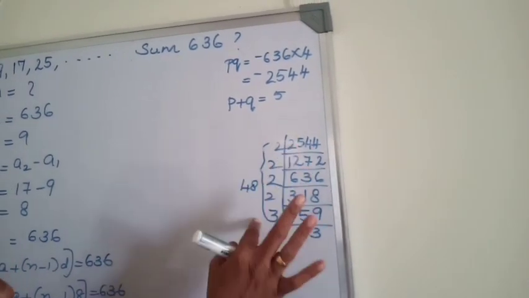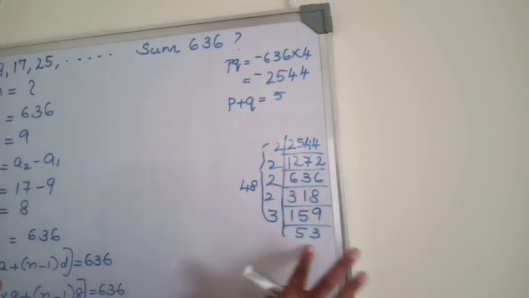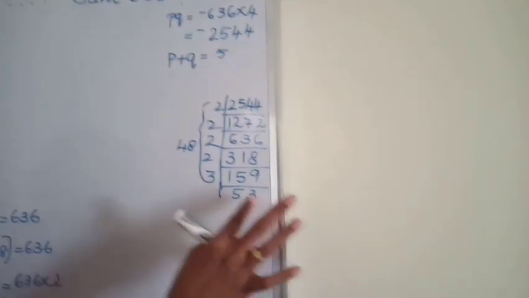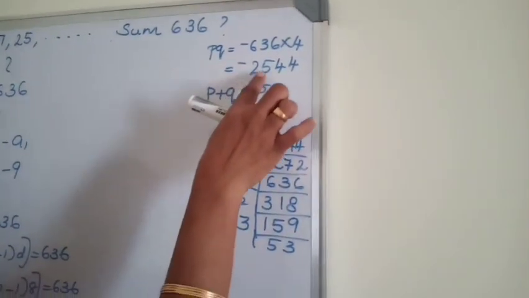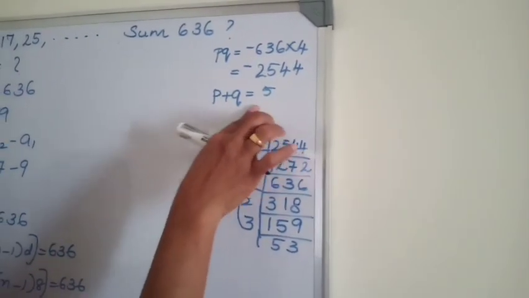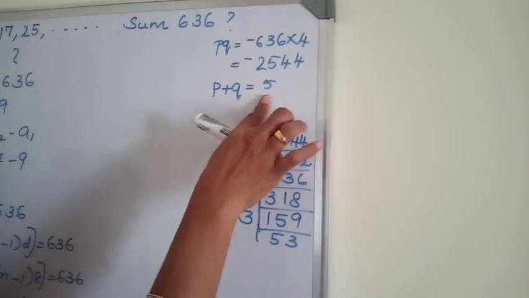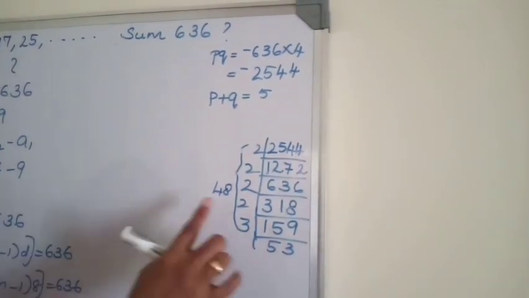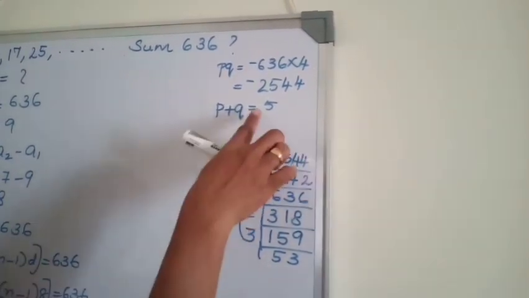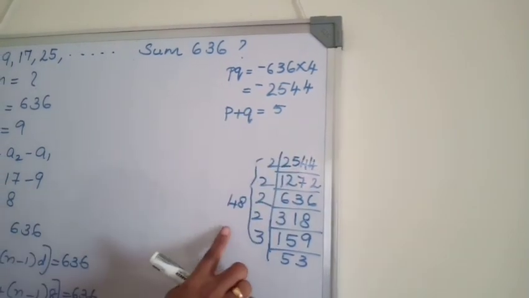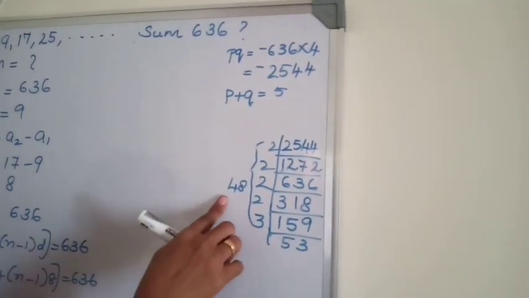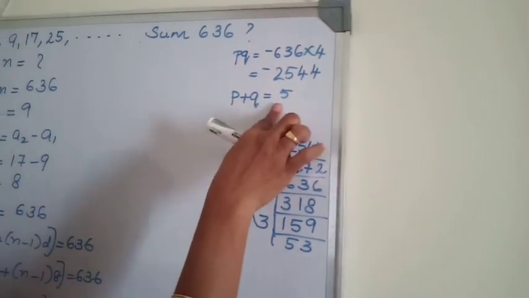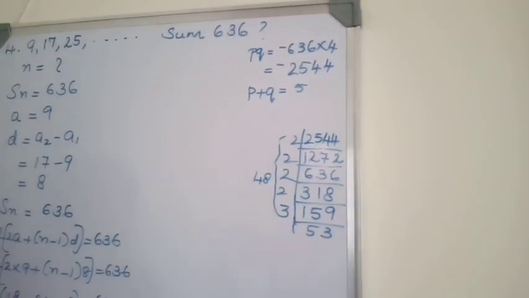So the product of these many numbers is 48 and this is 53 here. Now you see, when you multiply all these numbers, we will get the product as 2544. Now we wanted to check how to get the sum as 5. See here, 53 minus 48, is it 5? Yes. So the two numbers are 53 and minus 48, because we wanted to get plus 5. So how can we change the equation?